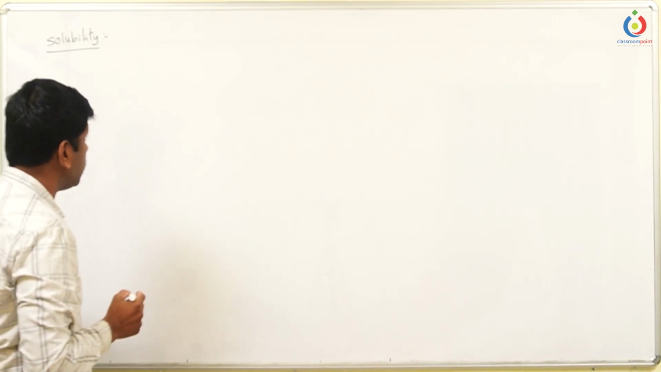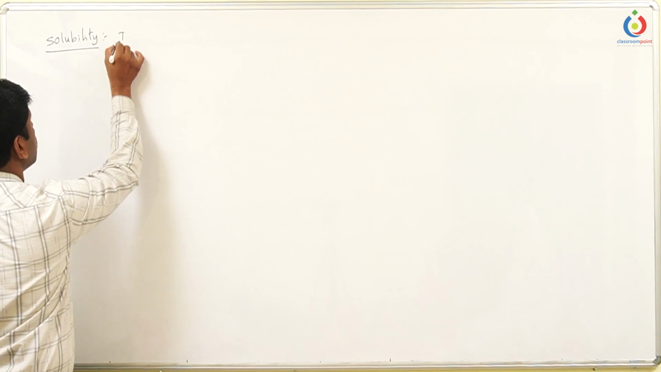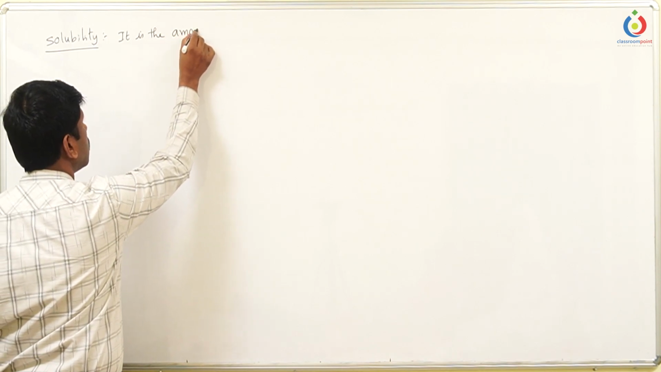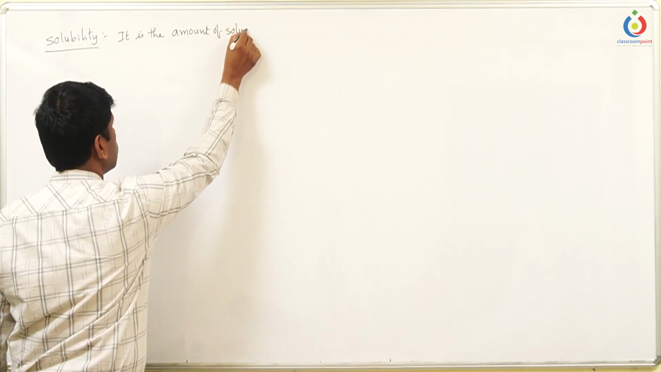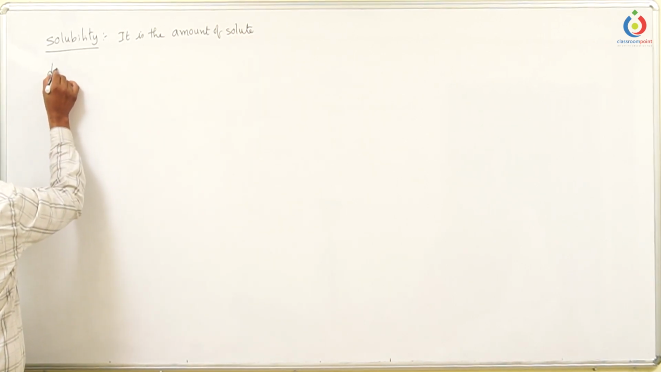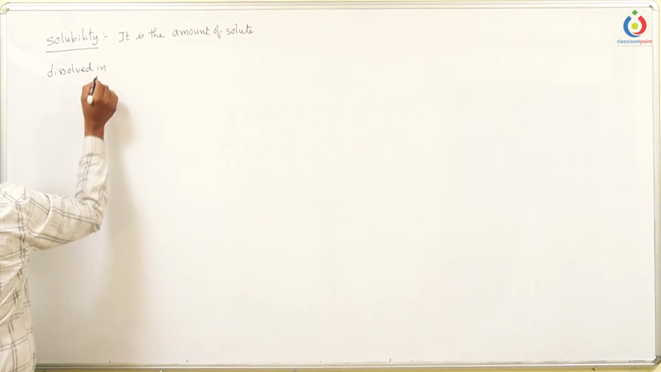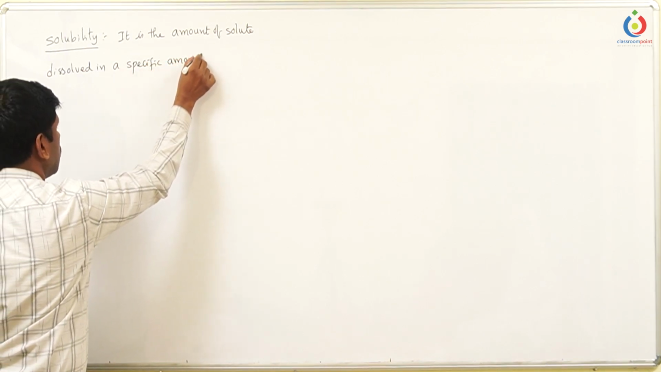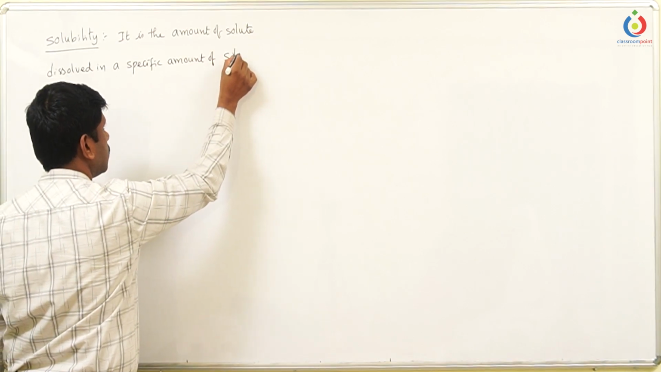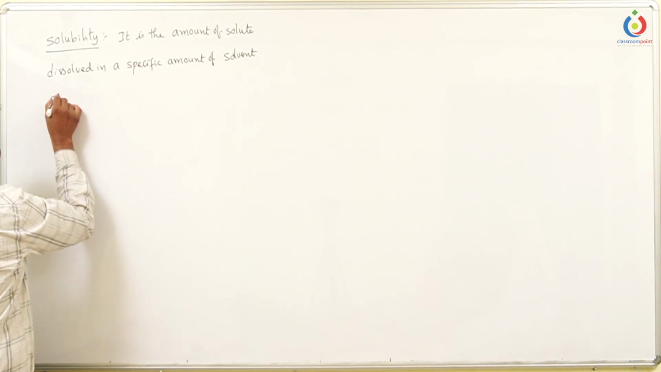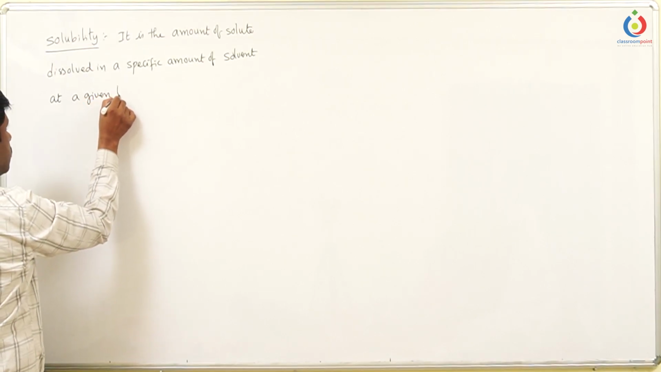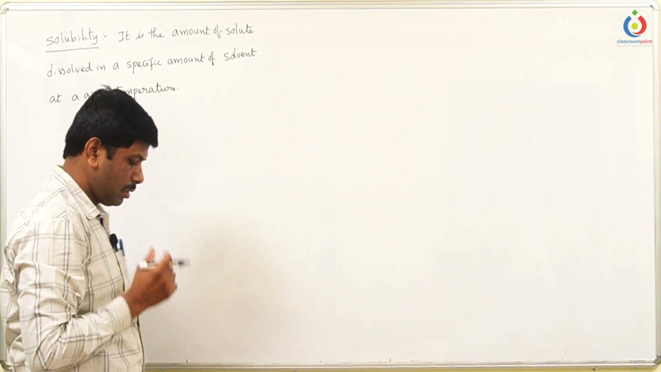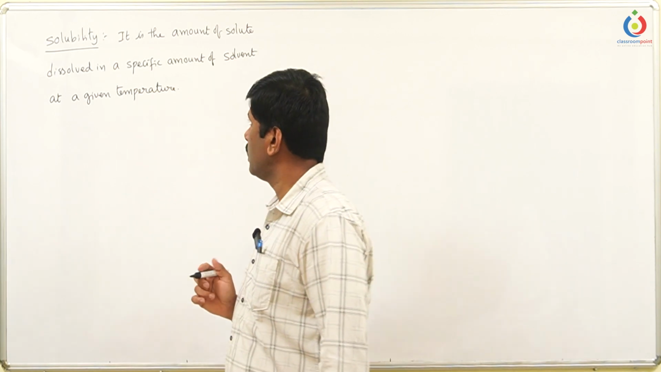So the solubility definition is: it is the amount of solute dissolved in a specific amount of solvent at a given temperature. So let us analyze the definition of solubility.